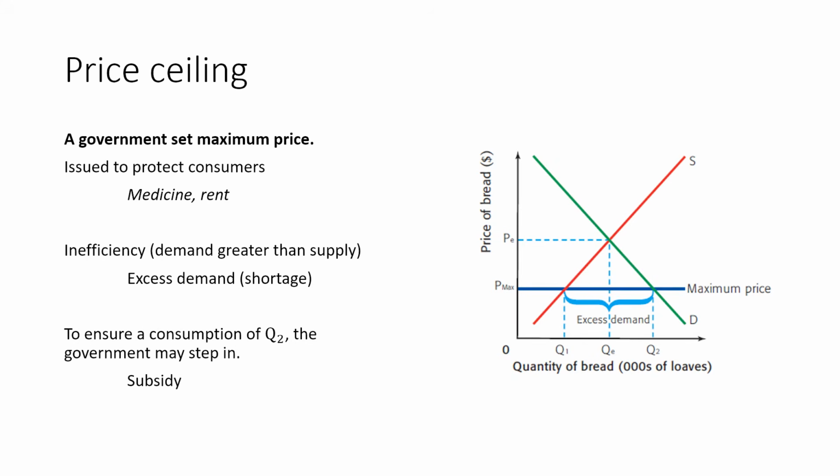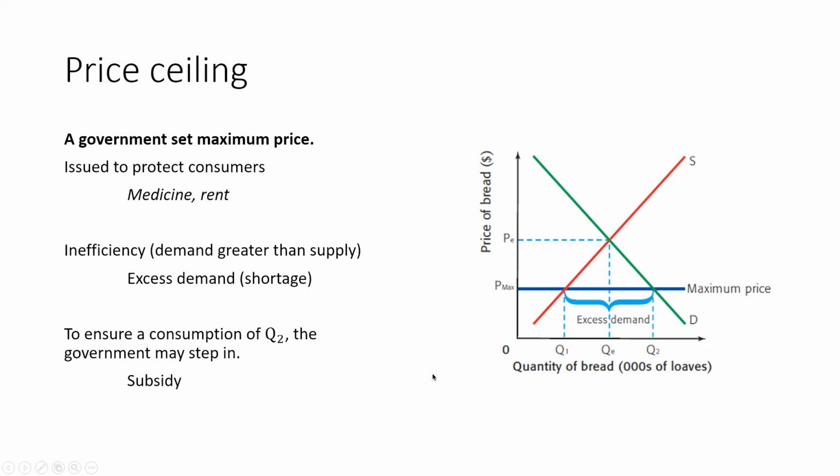They can also set price ceilings. This is a government set maximum price, and it's usually issued to protect consumers. For example, they can set a price ceiling on medicine, which tends to be really expensive, but consumers need these medicines, or rent, as people need somewhere to live, and sometimes the rent can skyrocket in the market. Although this leads to an inefficiency, demand is a lot greater than supply, as you can see here by the excess demand. This is also called a shortage.